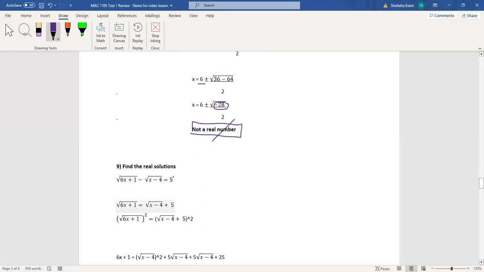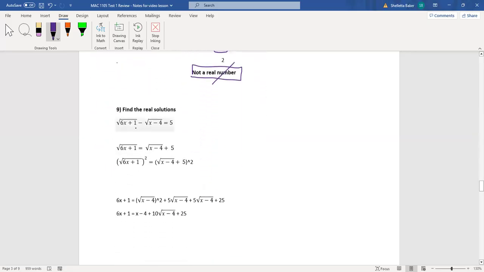Next, we want to find the real number solutions for square root of 6x plus 1 minus square root of x minus 4 equals 5. The first thing we want to do is isolate these two radicals. So we add that square root of x minus 4 to both sides of the equation. When we do that, we get square root of x minus 4 plus 5 on the right side. On the left side, we have our square root of 6x plus 1. Then we want to remove the radicals.